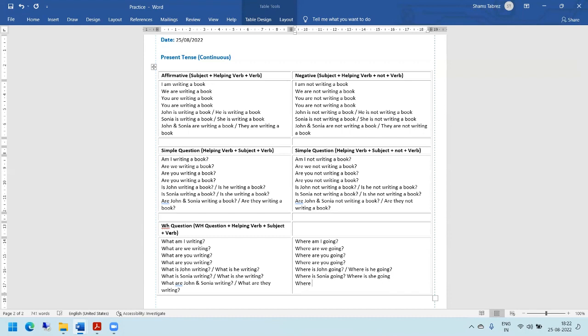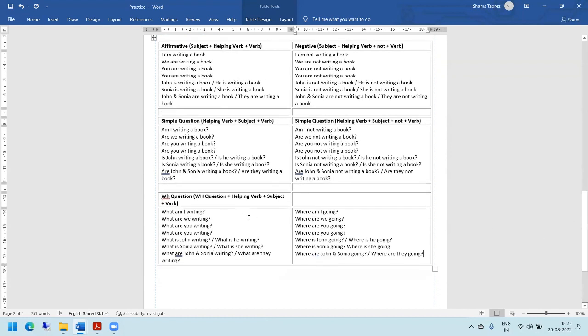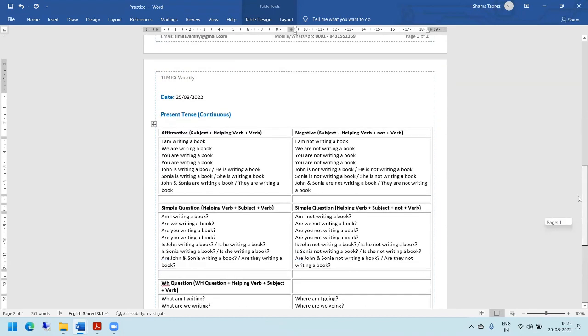Then, where are John and Sonia going? In another word, where are they going? Got it? Okay, so this is how we can make a WH question.